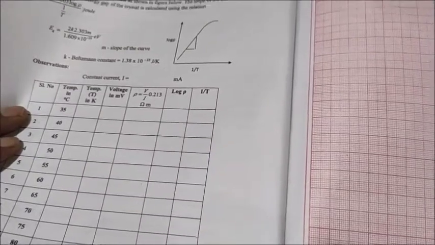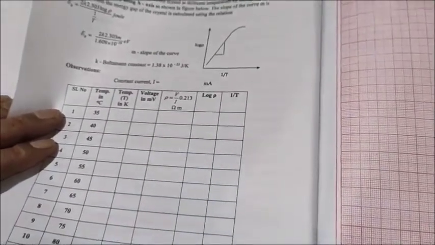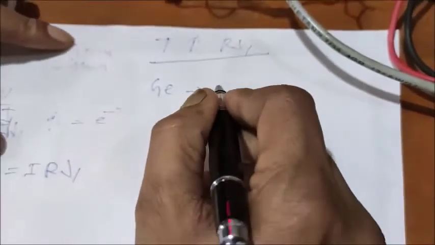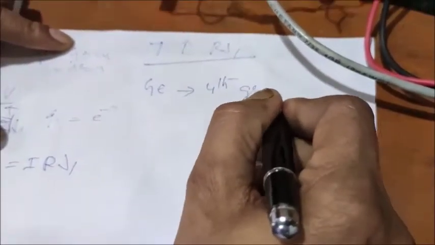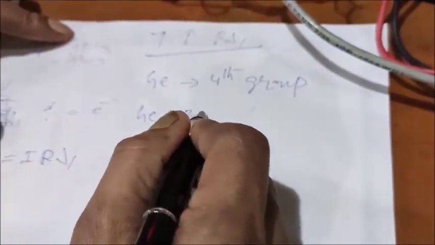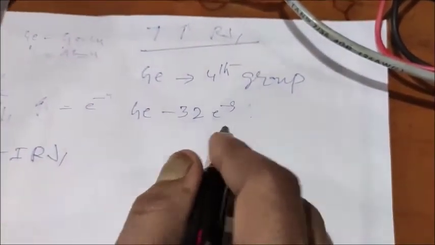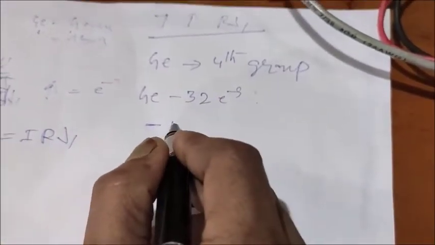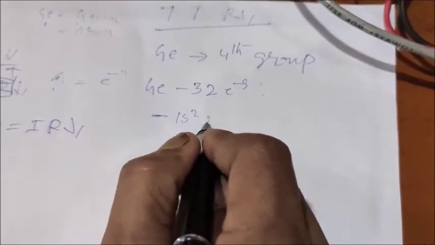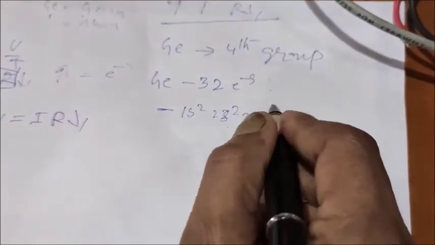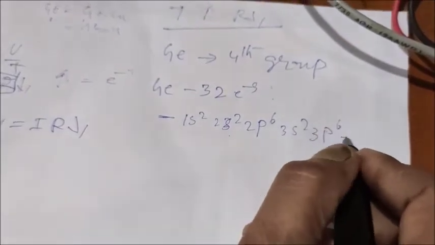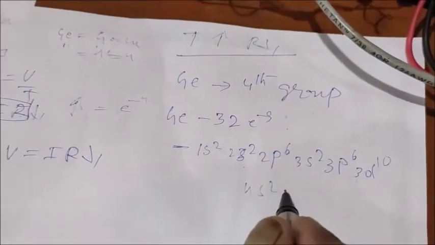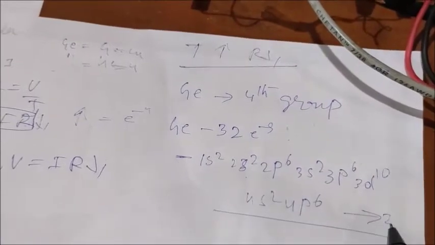Why? Let us see. It is an intrinsic behavior of the material. What is the mechanism of the decrease of resistivity of the given material? I will explain clearly. The given material is germanium. Germanium belongs to the fourth group in the periodic table. The number of electrons in germanium is 32. The electronic configuration is 1s2, 2s2, 2p6, 3s2, 3p6, 3d10, 4s2, 4p2. There are a total of 32 electrons.